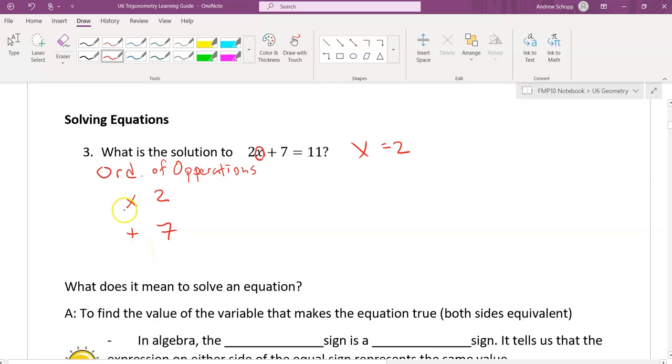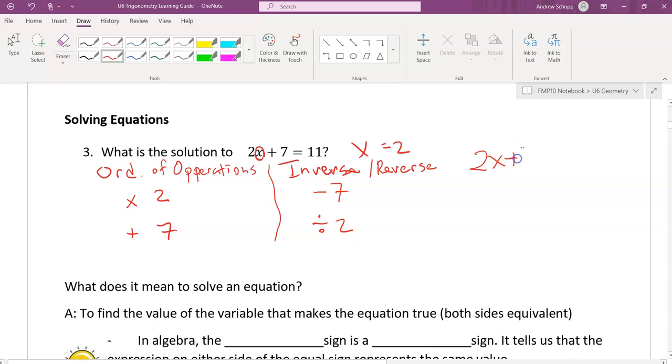To solve this, we need to undo those operations in the reverse order. So the inverse operations, that's the undo, and the reverse order. So we started with the last thing, that was adding 7. The inverse of that would be subtracting 7. And then we would go to the previous thing, which was multiplying by 2, and to undo that, we would divide by 2. So let's see how that works.